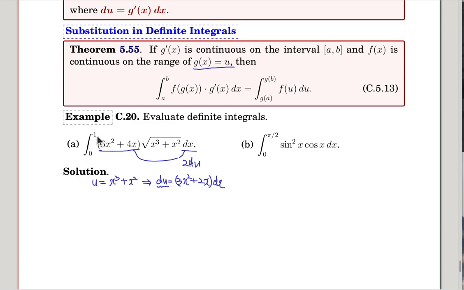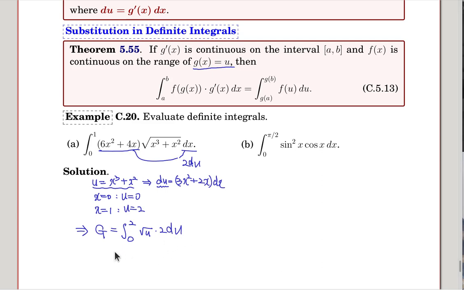Now, these lower and upper bounds are for x. Once x equals 0, then u is 0 again, since u is defined in this way. Now, when x equals 1, then u is 2. So the given integral is the same as the integral from 0 to 2 for u, where this portion is the square root of u, and the remainder is twice du, right?